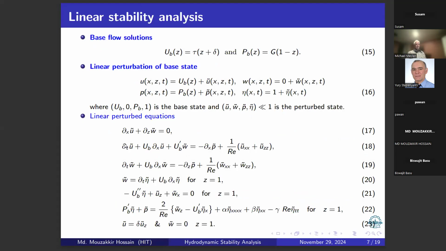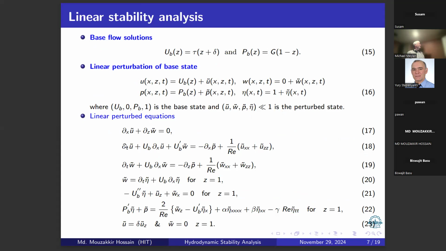Okay, basically in linear instability analysis, what we do is we are perturbing the laminar flow, or steady flow. So first we have to derive the base flow solution, which is given in equation 15. This is a linear base flow profile, U_B(z) equals tau z plus delta.